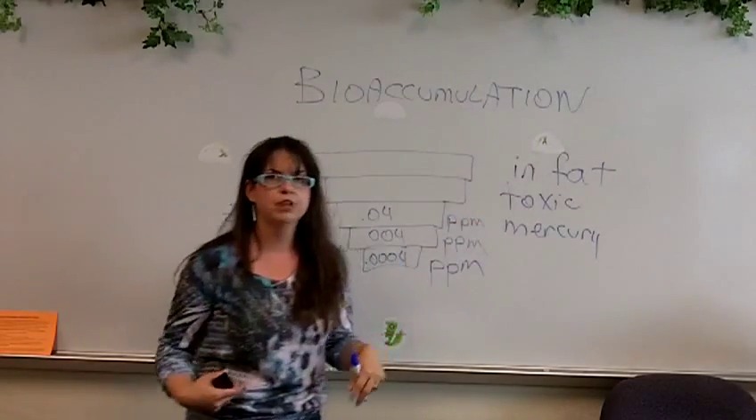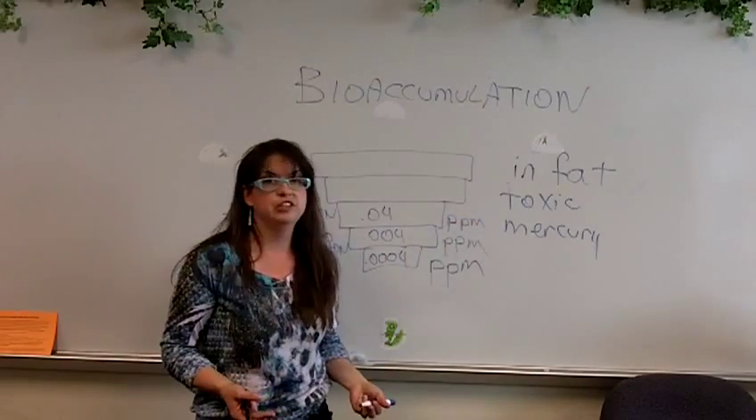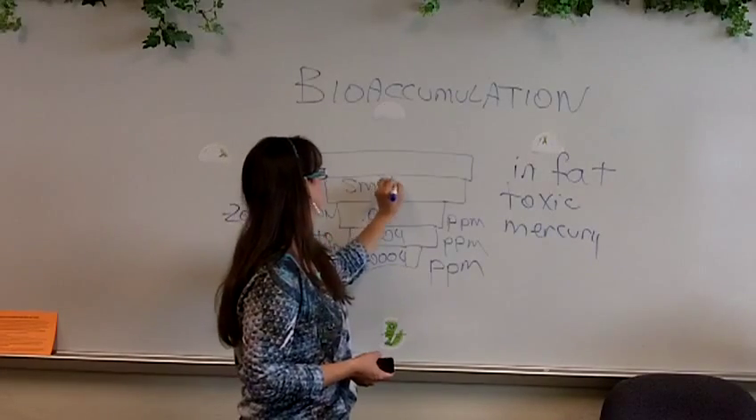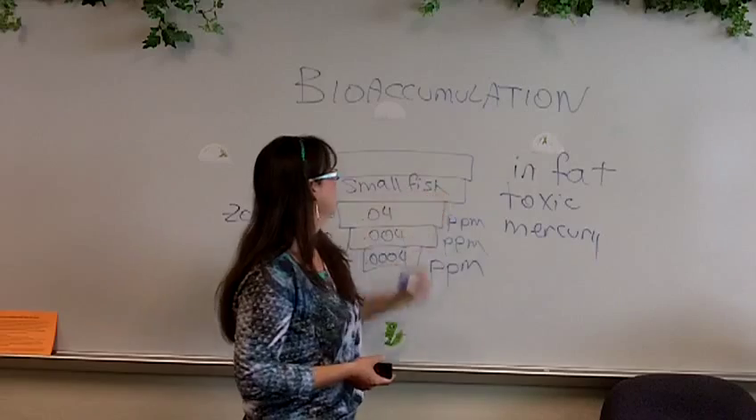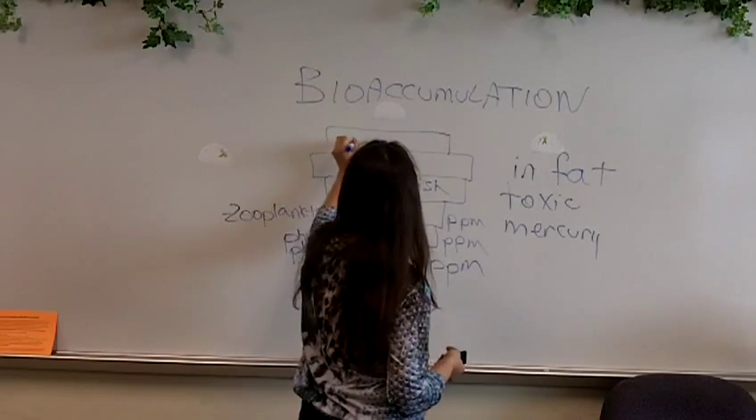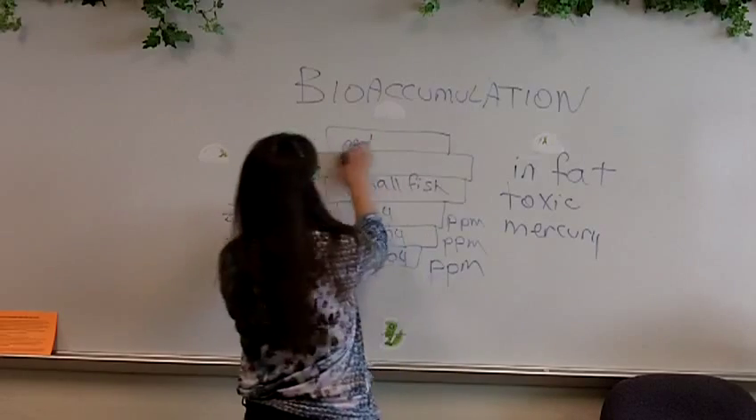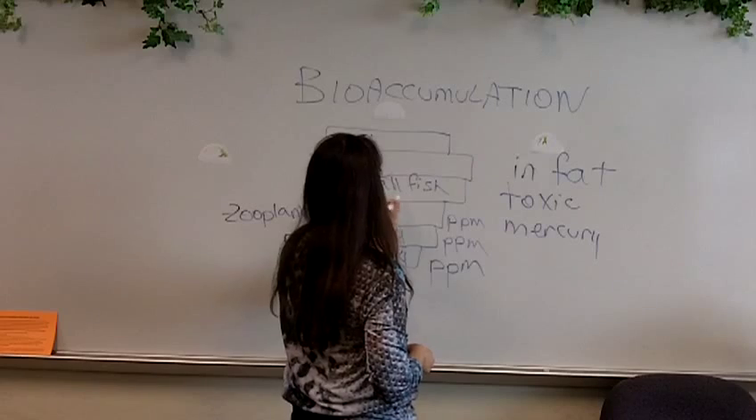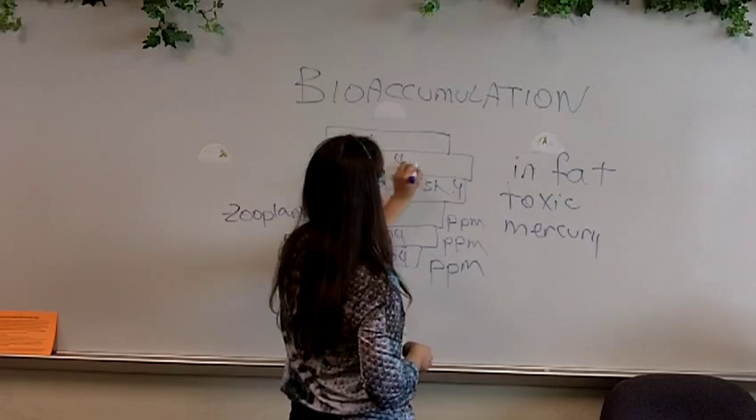in the body fat. And then there's lots of fish that eat zooplankton, tons of types of fish. So we're just going to say small fish eat, and then you have medium-sized fish here. And this would go up, say, to 0.4, and then you have 4 parts per million.